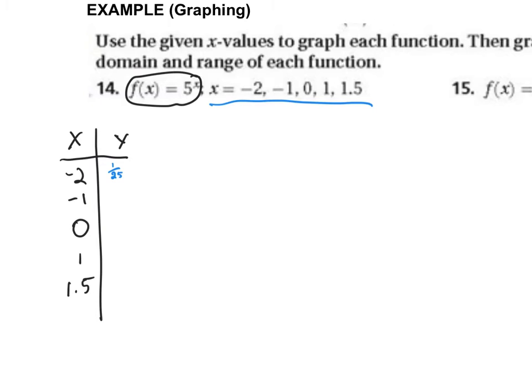All right, let's try a -1 power in there. 5 to the -1 is 1/5. 5 to the 0, anything to the 0 is 1. 5 to the first is 5. 5 to the 1.5, that's the one I don't want to do. So 5 to the 1.5 in my calculator gives me 11.18.